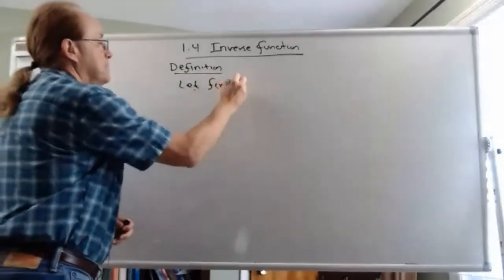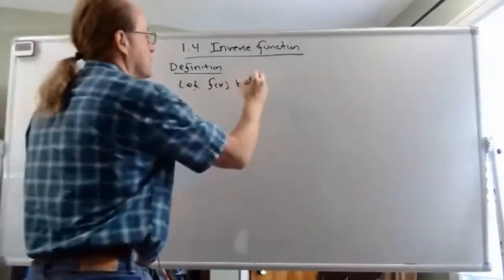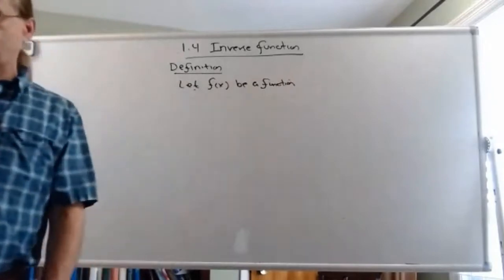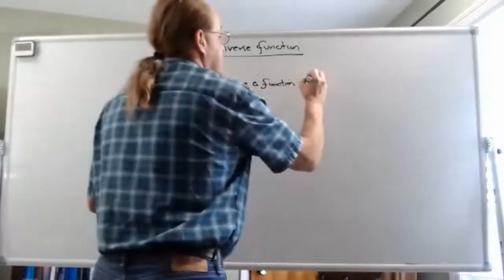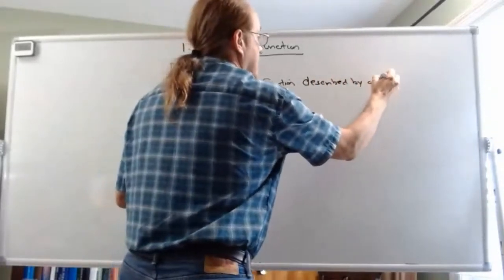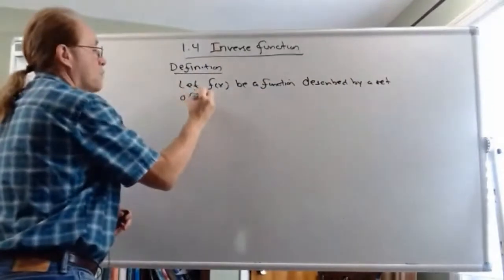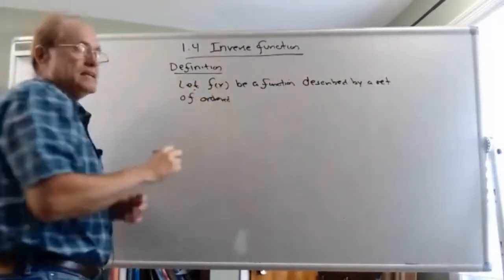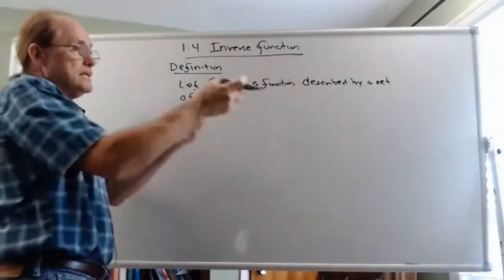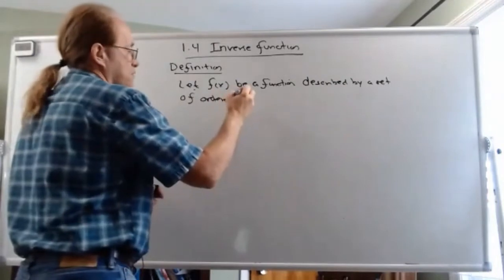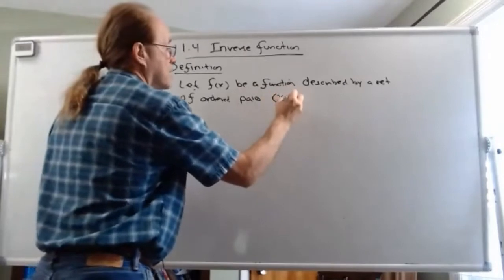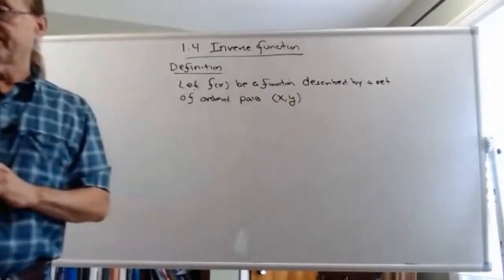f of x be a function. So we have to have a function to start with. It has to pass that definition for a function: no repeated x coordinate. And described by a set of ordered pairs. Now they can either be given directly, or they can be given by an equation. y is equal to some arithmetic or algebraic expression. Ordered pairs, x comma y. Order is important. x is first.